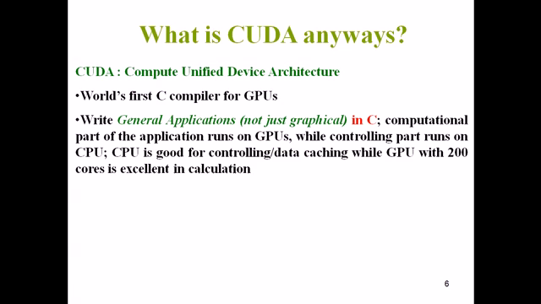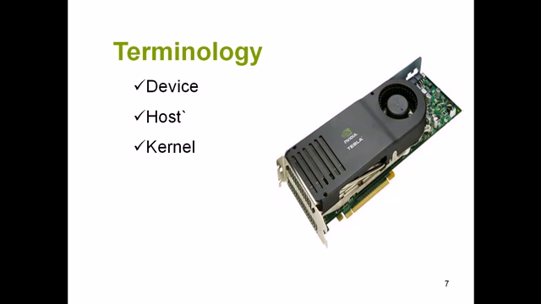What is CUDA? CUDA stands for Compute Unified Device Architecture. It is the world's first C compiler for GPU. The computational part of an application runs on the GPU, while the controlling part runs on the CPU. CPU is good for controlling and data caching, while GPU with 200 cores is excellent in calculation.